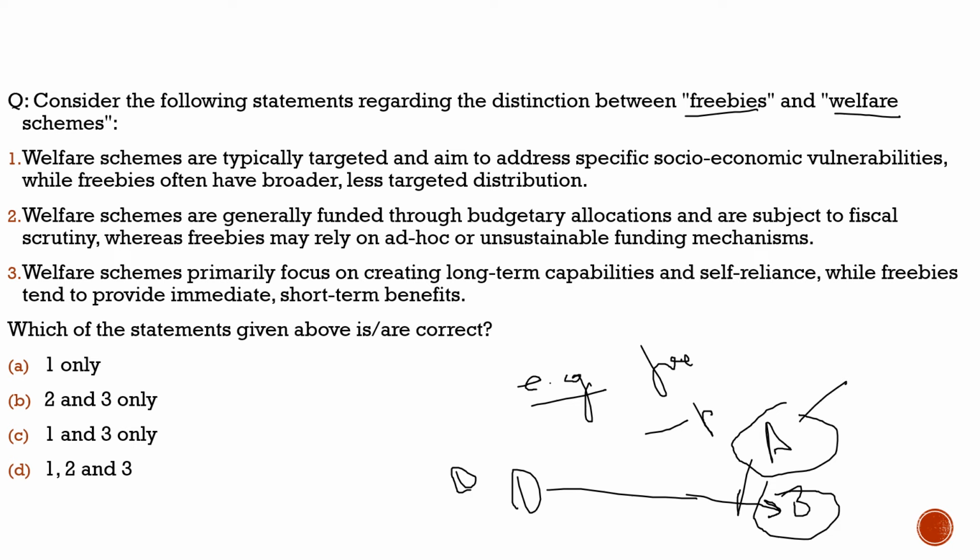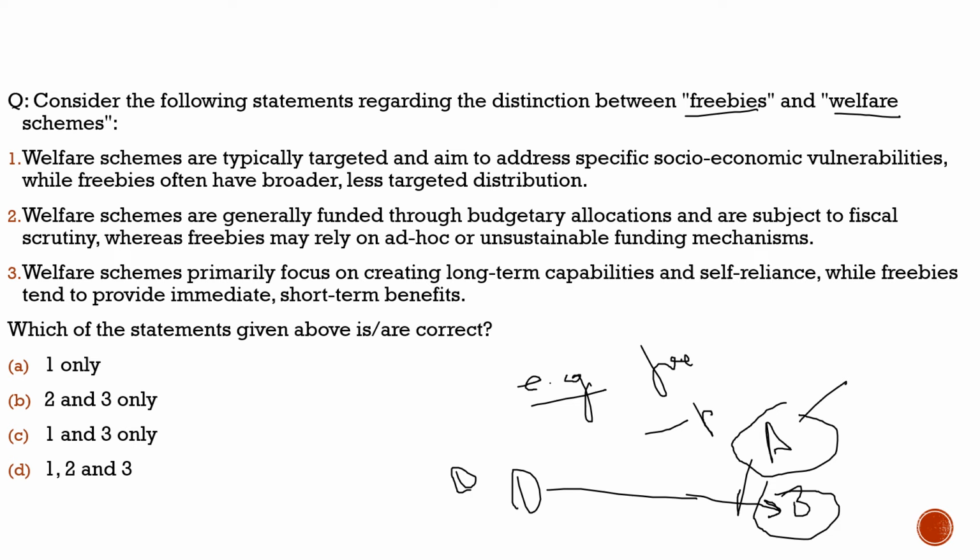If any scheme is very much addressed specifically to the socio-economic vulnerabilities of any community, then it is a welfare scheme. But if it is harvested by another group who do not actually need it, then it becomes a freebie. So this is the difference you should know. These are the broader lines you should understand, and the rest we will learn through this question on how we can differentiate the two.